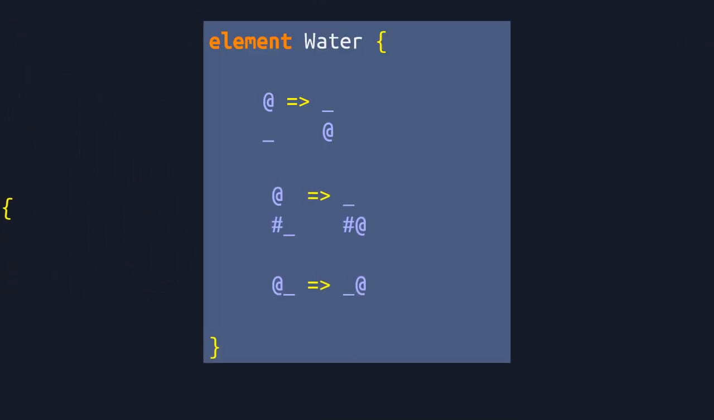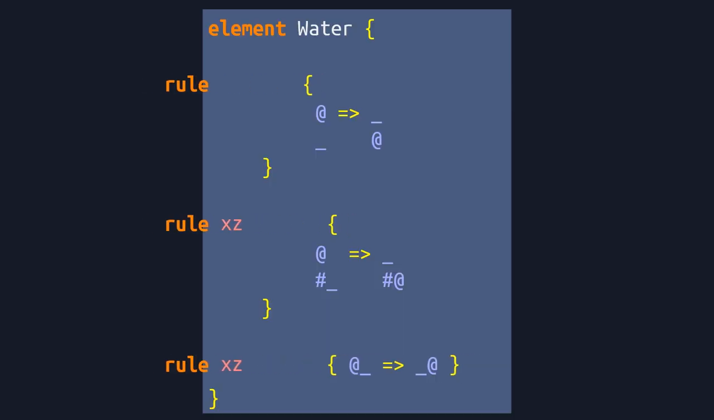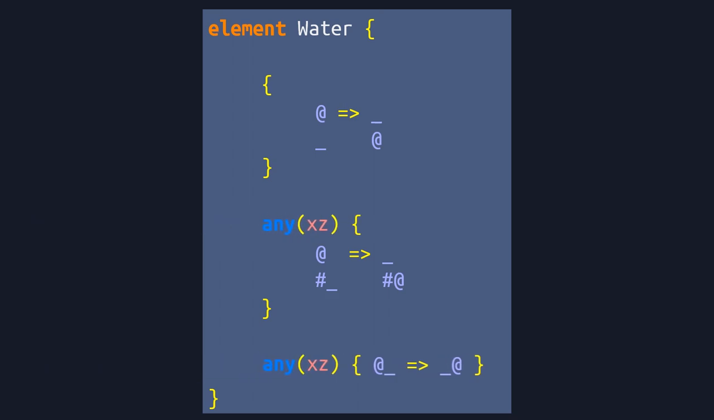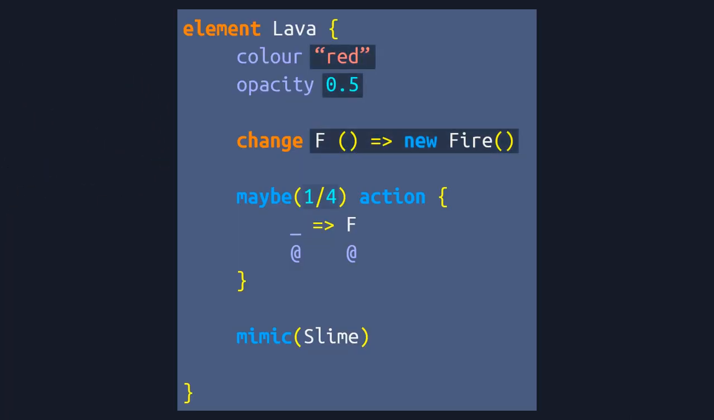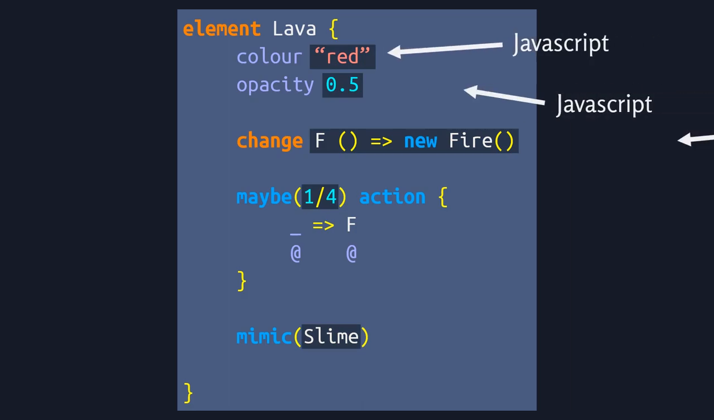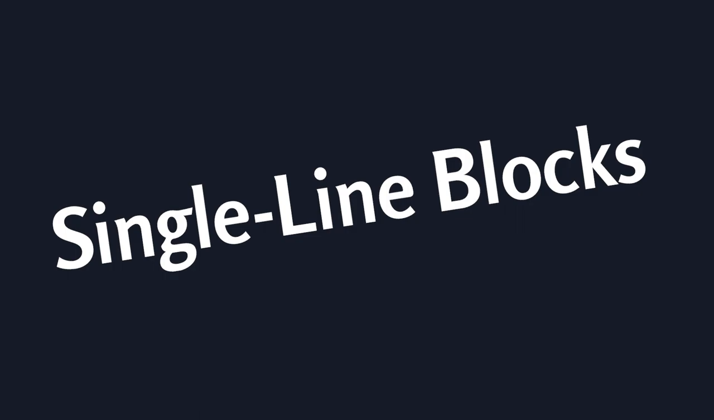Block. You can group together different bits of Toadsplat into a block. This comes in handy for the next feature. Control structures. All rule labels are removed and replaced with control structures so that you can express yourself better with the language. Embedded JavaScript. You can embed JavaScript in many different places in the language so that you can write whatever values you want.